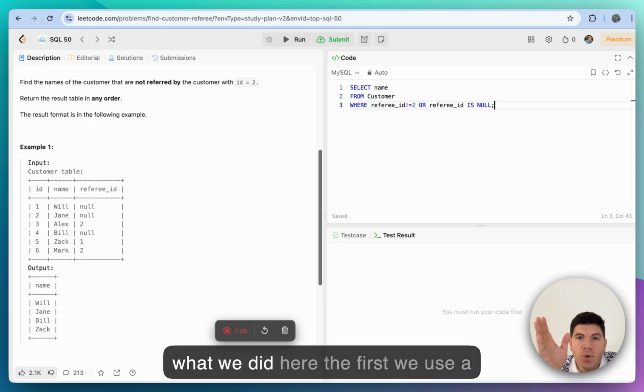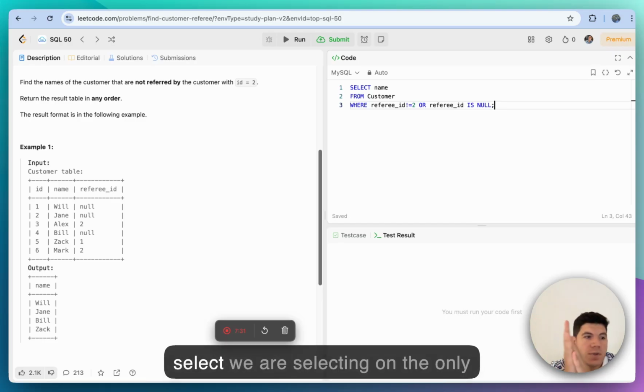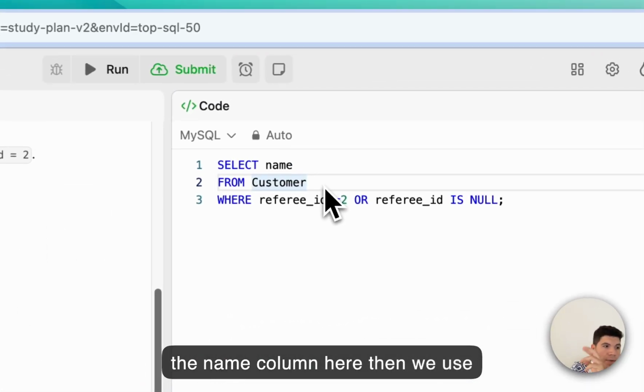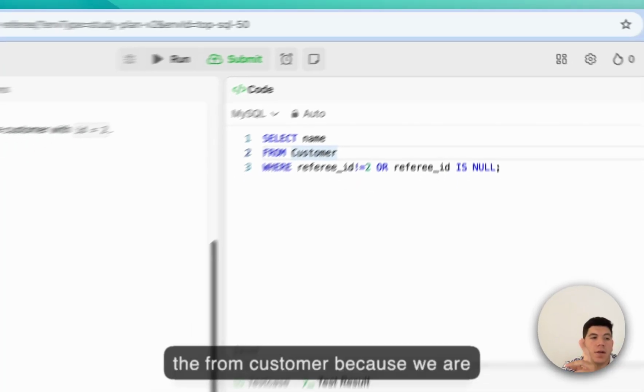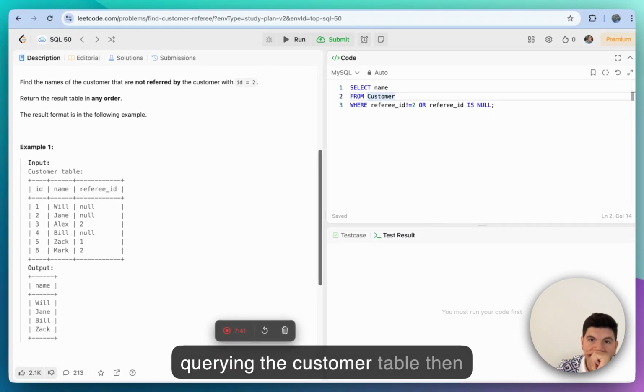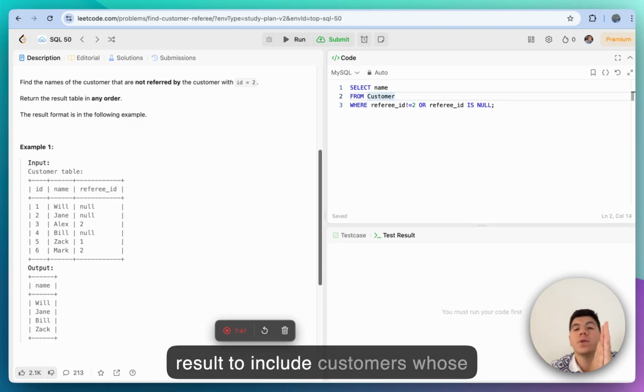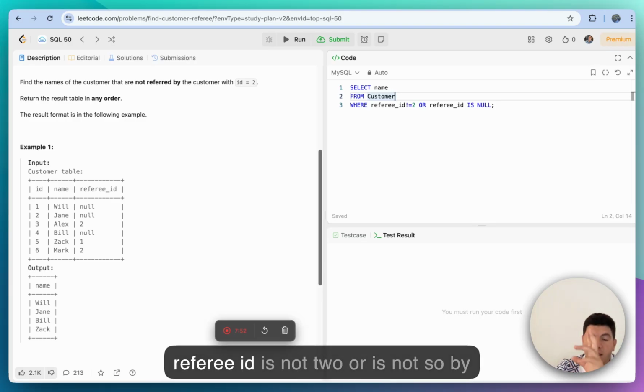So let's have a look at what we did here. First we use a select. We are selecting only the name column here. Then we use from customer because we are querying the customer table. Then we use the where clause to filter the result to include customers whose referee ID is not 2 or is null.